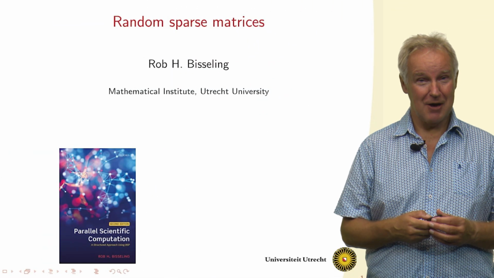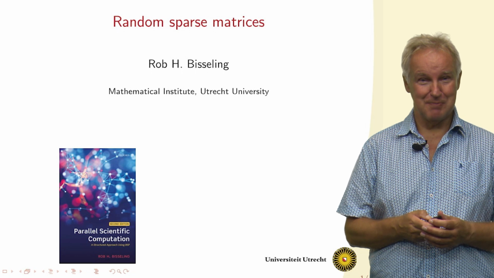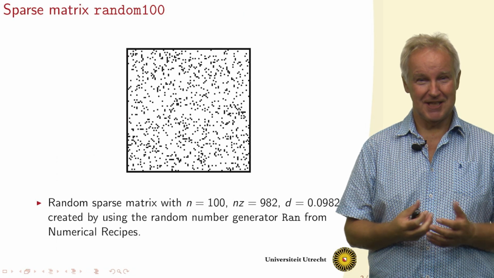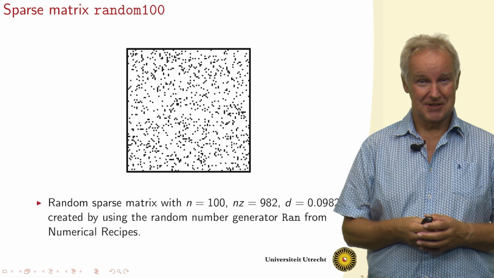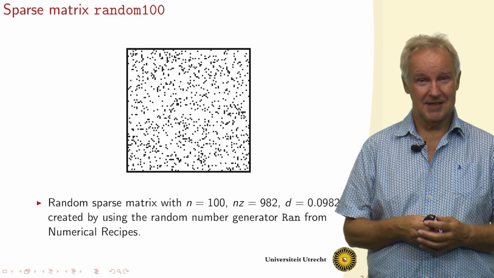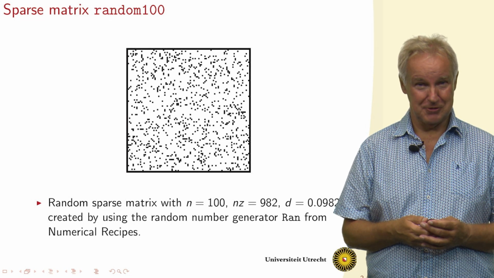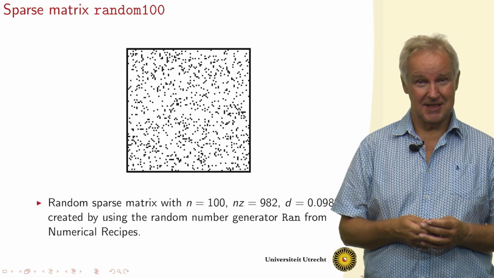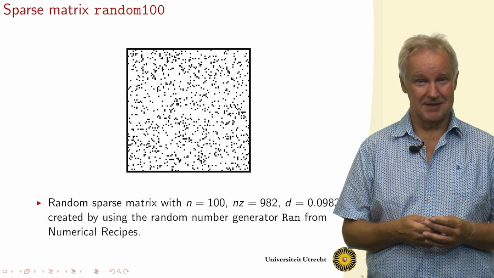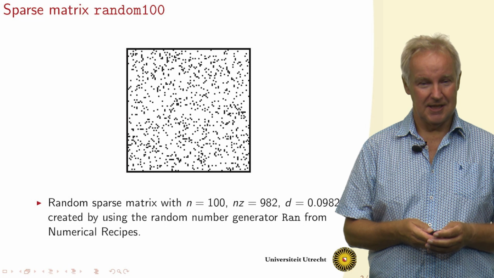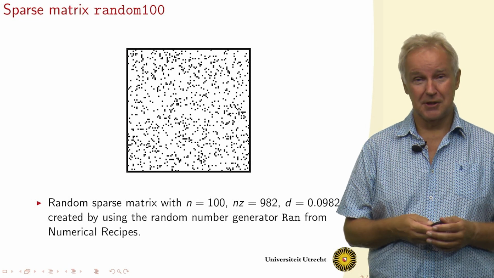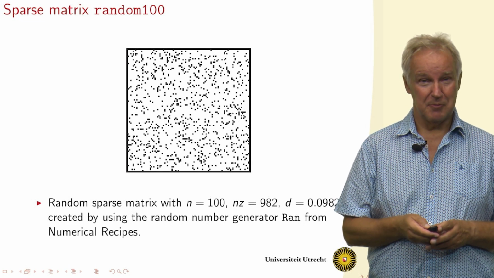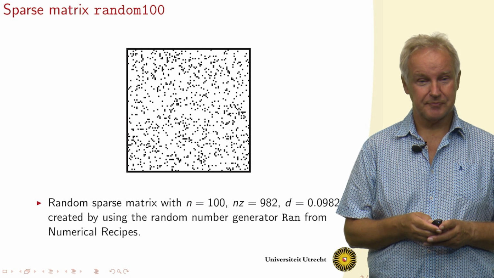We will have a look now at random sparse matrices. And here you see a random sparse matrix of size 100 by 100. It has 982 non-zeros and a density of 9.8%. The density is D. And we created that by using a random number generator from the book Numerical Recipes.